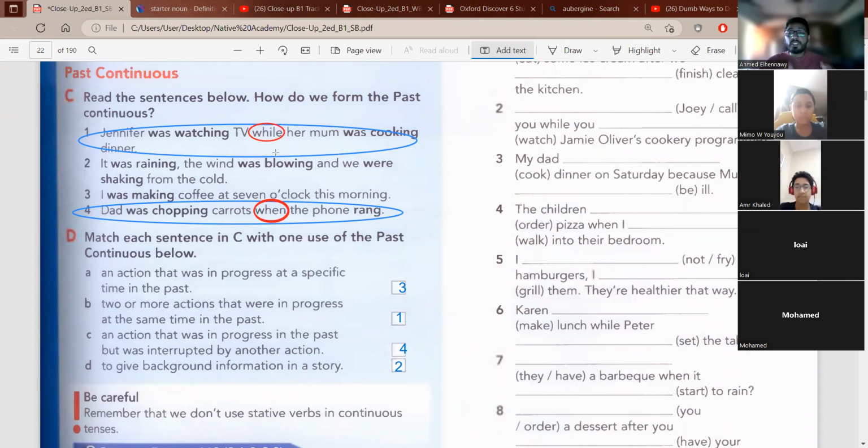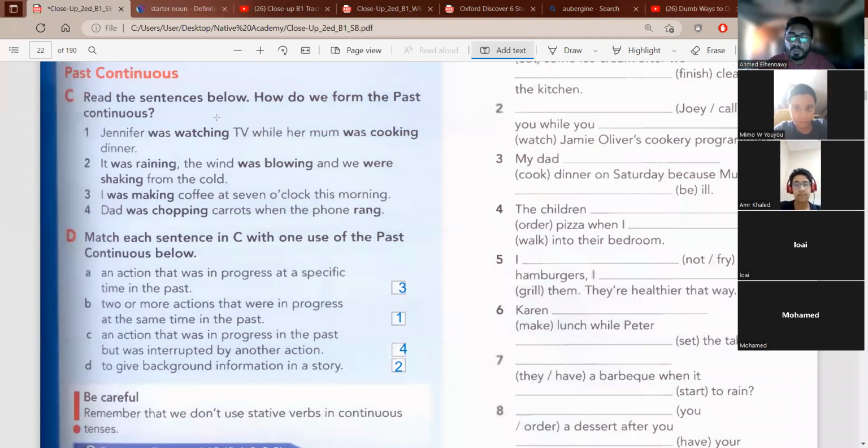And if you want to say that both of the two actions were happening at the same time, and no one of these actions interrupted the other, then we use while. For example, I was studying while my brother was playing. I was studying, in progress, and my brother was playing, in progress. That's it, guys. Did you understand? Okay. Another question.